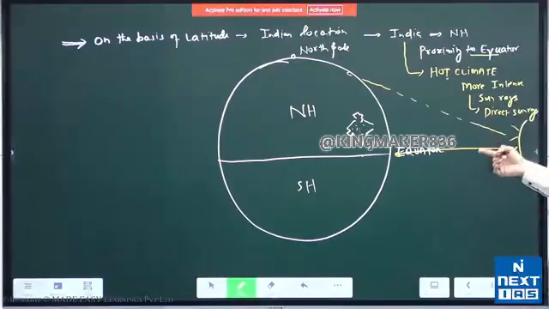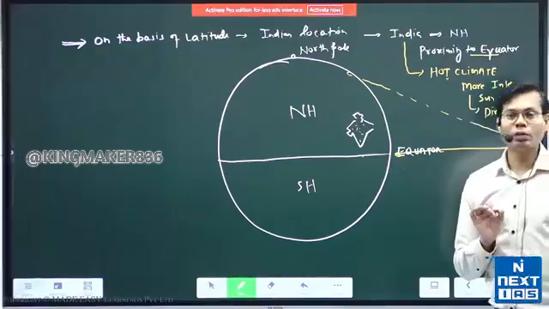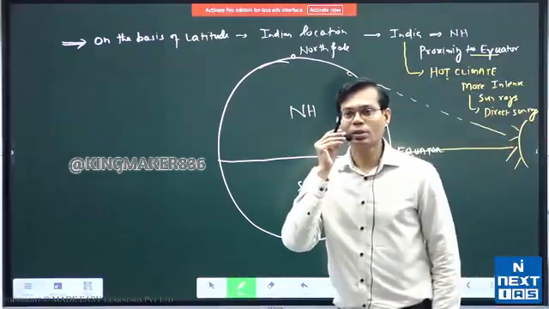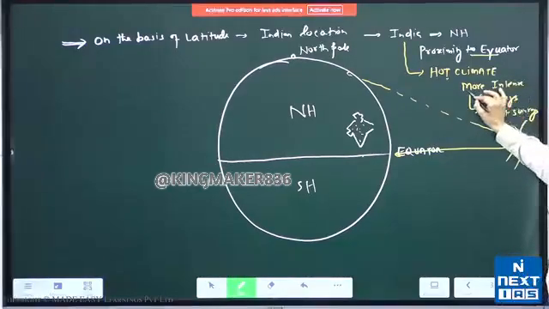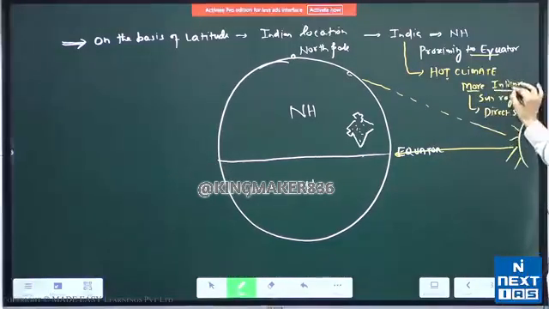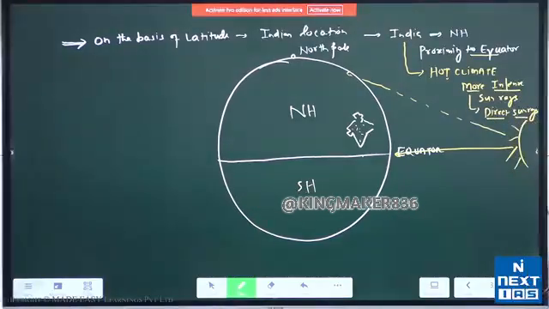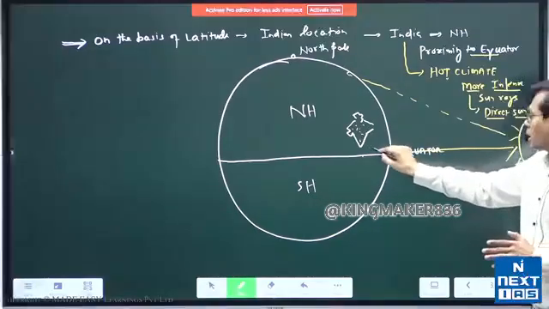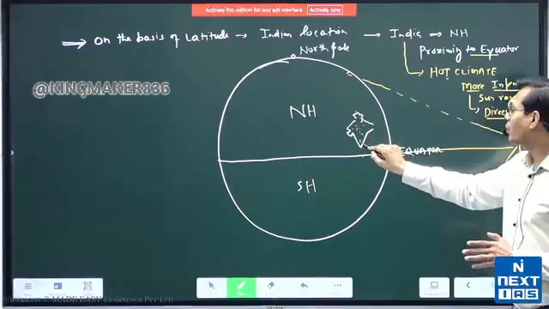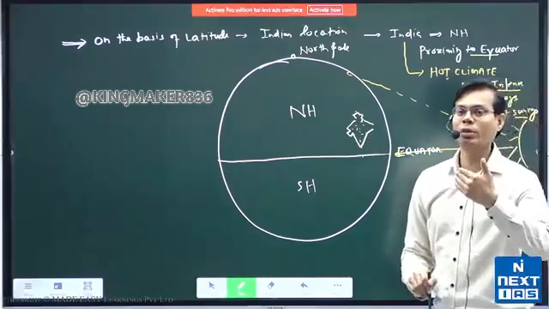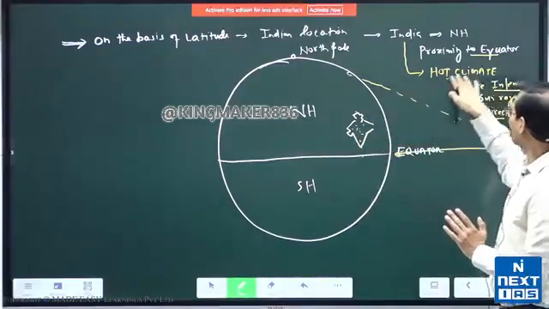So one idea we can say through the latitude. Hot climate, and this is which part? More intense sun rays and direct sun rays. But if we say how much north we are in the northern hemisphere, or how much closer to the equator we are, that is one part. We are talking only about proximity to the equator.